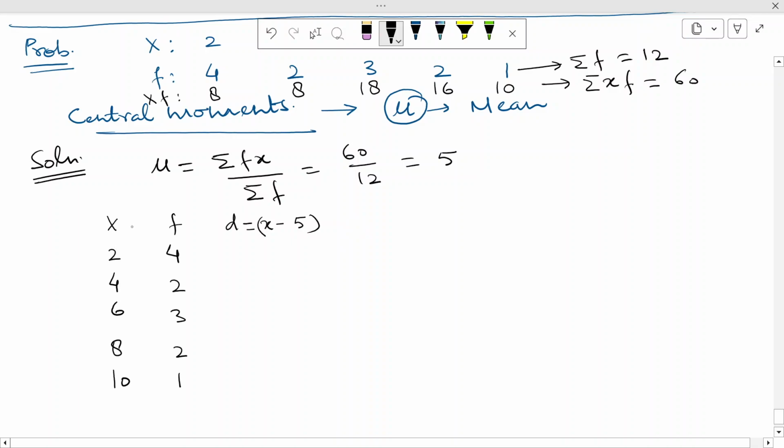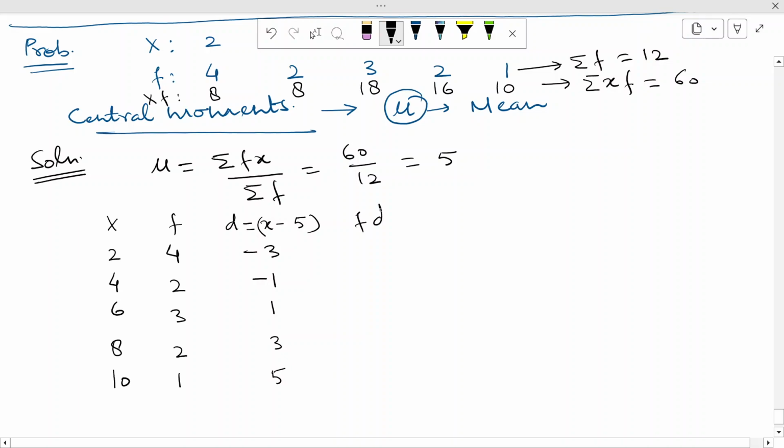So x means the observations. Observations are given in the first column. When you subtract 5 from the first observation, which is 2, you will get minus 3. This is minus 1 because the next observation is 4. This is plus 1, 3 and 5.